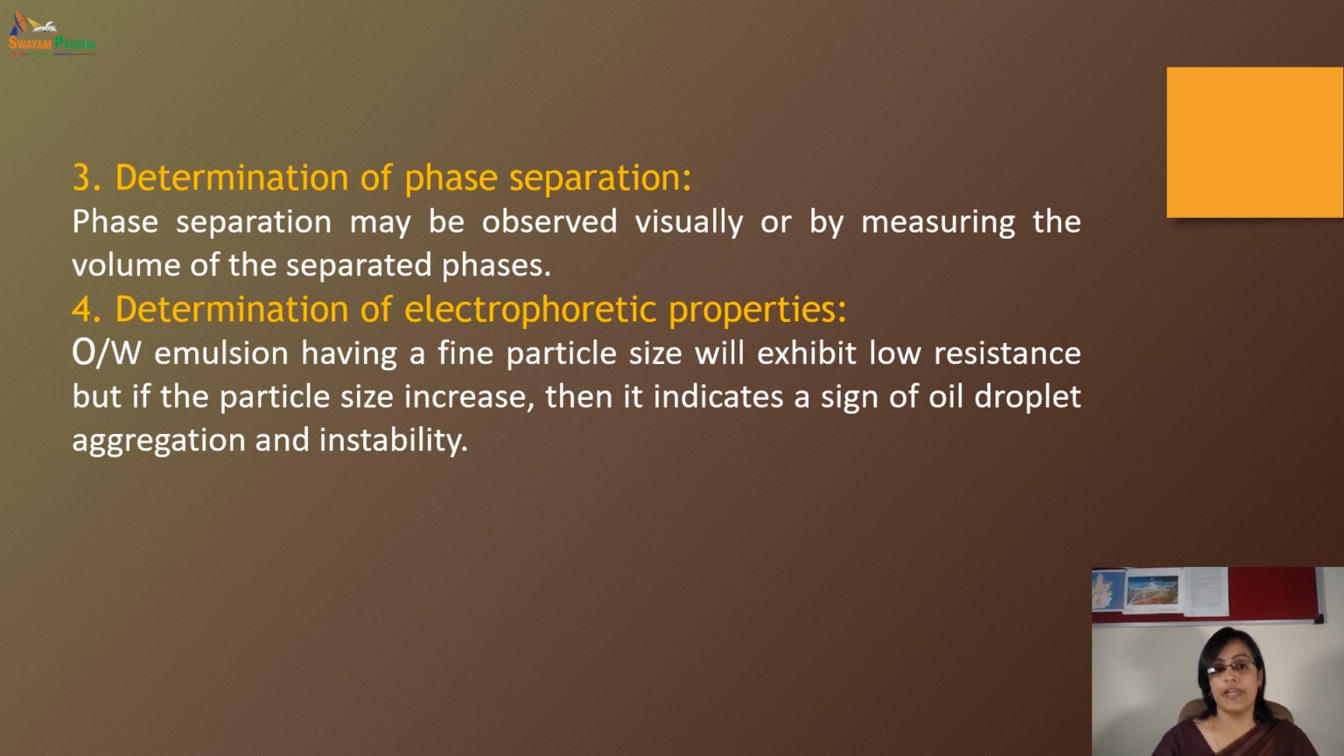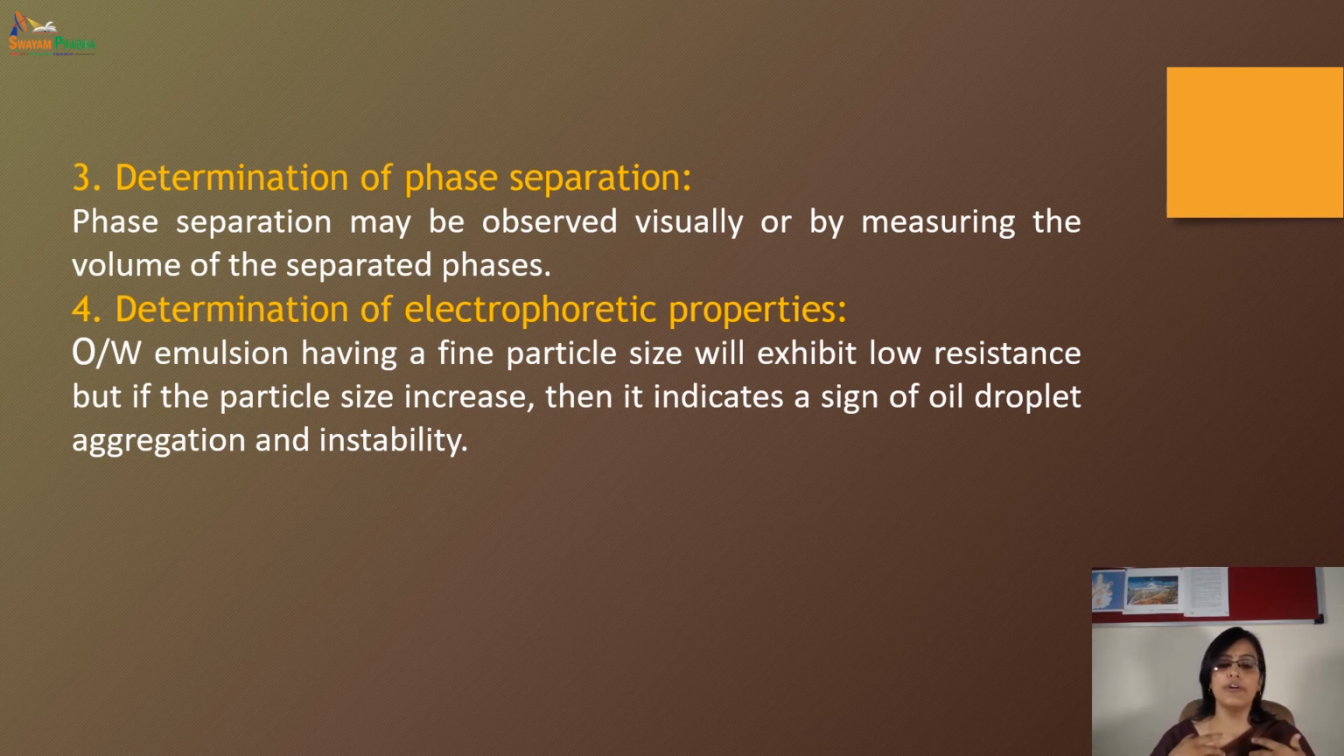Determination of phase separation. This is a very important parameter for emulsions. Phase separation may be observed visually or by measuring the volume of separated phases. Because if an emulsion separates, it will break down into two phases, oil phase and water phase. So by measuring these two phases, we can conclude whether there is phase separation or not, or visually also you can easily see it.